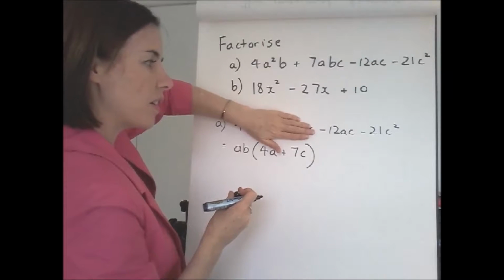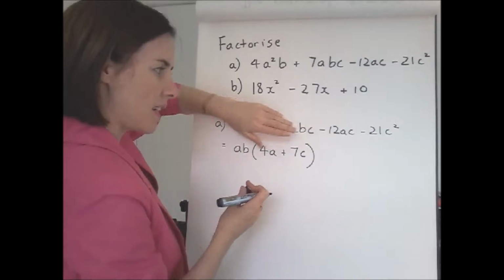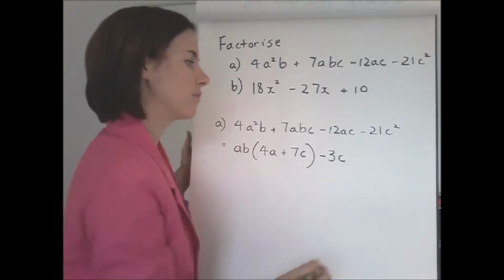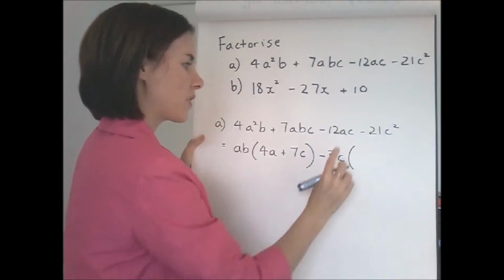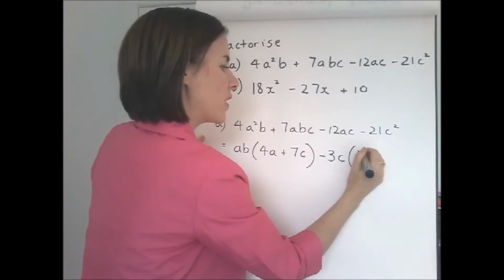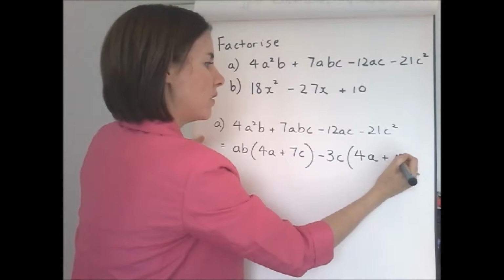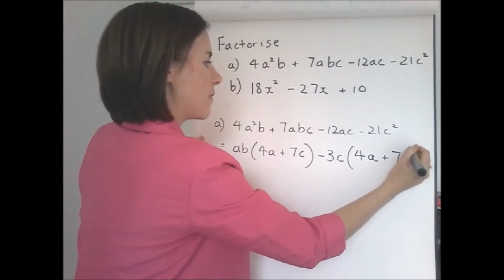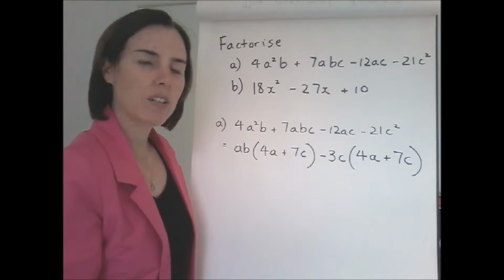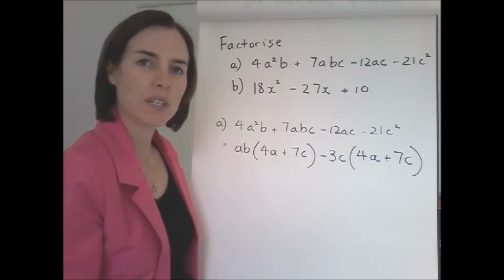Now look at the last 2 terms. I can take out a negative 3C. Negative 3C is the common factor. And if I take out the negative, what's left will be positive. There's a 4 and an A. And here it's also positive, 7 and another C. For grouping in pairs to work, you need your brackets to be the same. And they are. Okay, so that worked well.